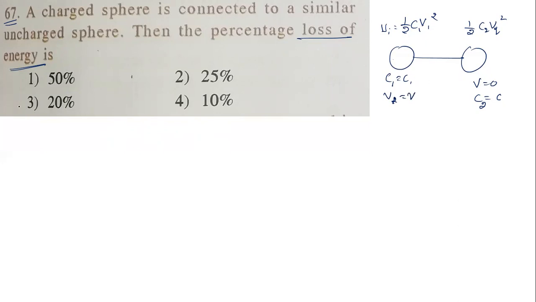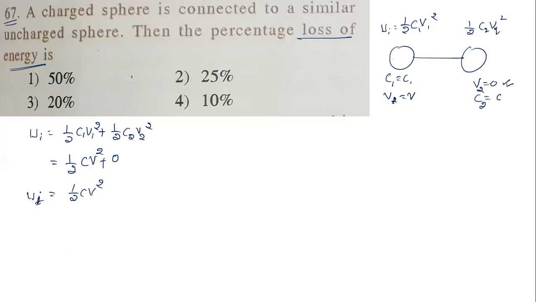Now let us find that initial total energy. Initial energy equal to what now? Half C1 V1 square plus half C2 V2 square. Half is common: half C1 is C and V1 is V, plus half C2 V2 square. V2 is what here? V2 is 0 potential, so the second term just becomes 0. Initial energy becomes half CV square. Okay, that is the initial energy.